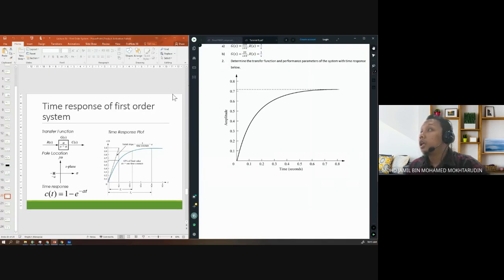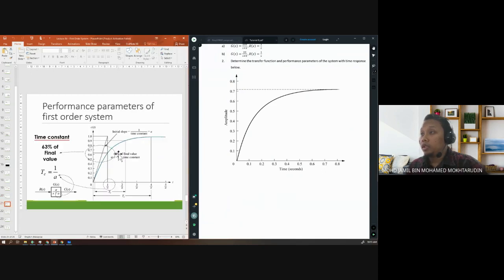Okay, so firstly, we look at the final value here. So first we need to find the constant A, the poles, okay? So to find the poles, you use the formula for time constant. So it's 63% of final value. The time when it reached 63% of final value.